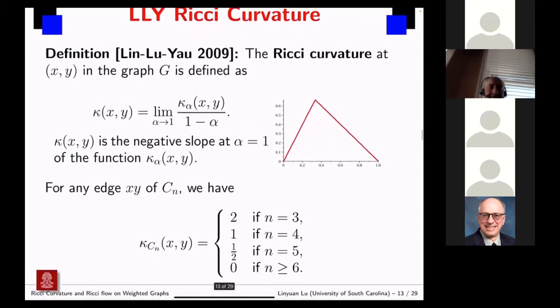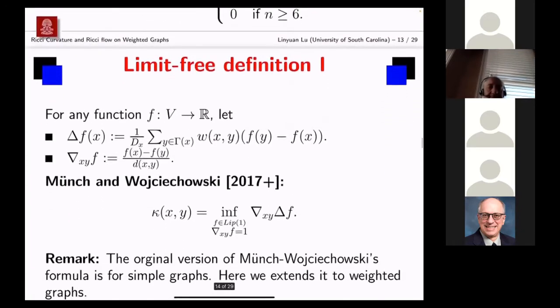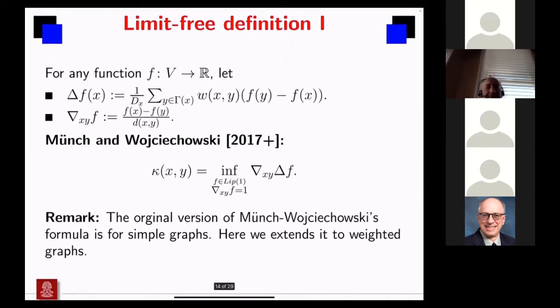Now this curvature can easily be extended to weighted graphs. Just very recently, in 2017, almost 6 years after our paper was published, Münch and Wojciechowski first gave a definition of a limit-free version. It's a very clever way: you define two operators, one for delta, which is basically the average operation, and otherwise the neighbor xy operator, which is just the gradient vector, like a directional derivative. And it turns out it can be defined this way.